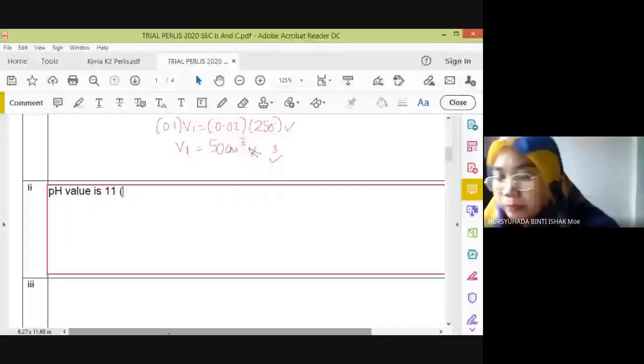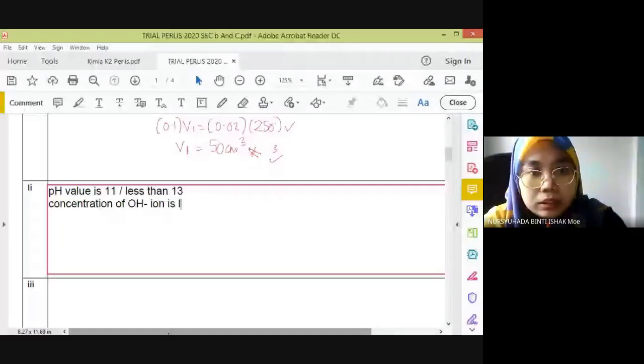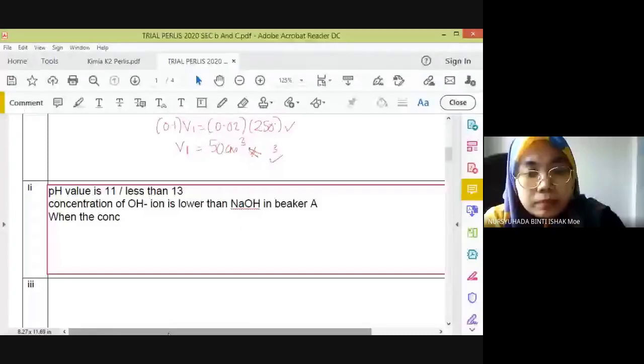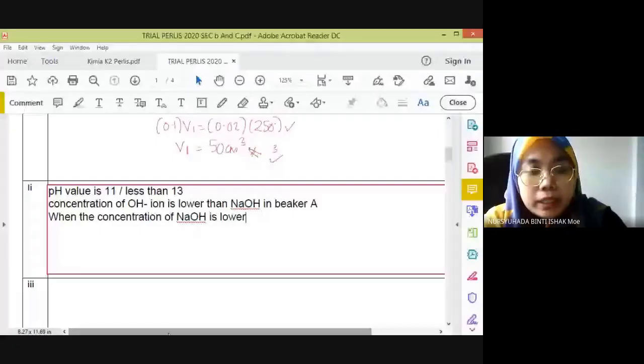Markah yang kedua, kenapa? Because concentration of hydroxide ion is lower than NaOH in beaker A. Okay, then kita kaitkanlah when the concentration of NaOH is lower, when the concentration of hydroxide ion is lower, pH value also lower. Okay, 3 markah.